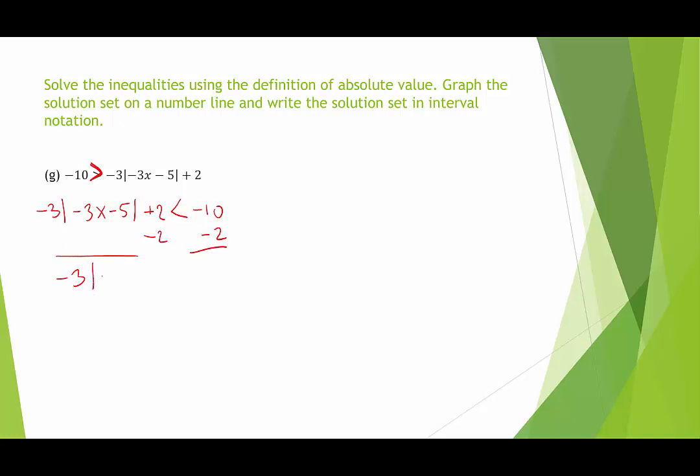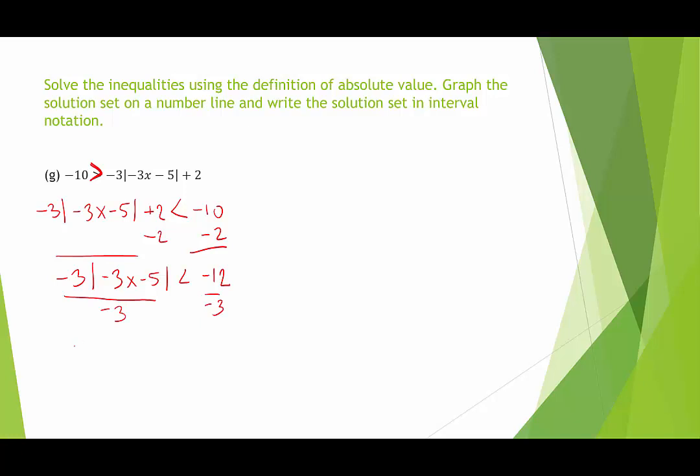That will leave me with -3 times the absolute value of -3x minus 5 is less than -12. Now remember, I cannot distribute the -3. It is mathematically incorrect to do so. You will not have the right answer if you do this. So what we need to do instead is divide both sides by -3.